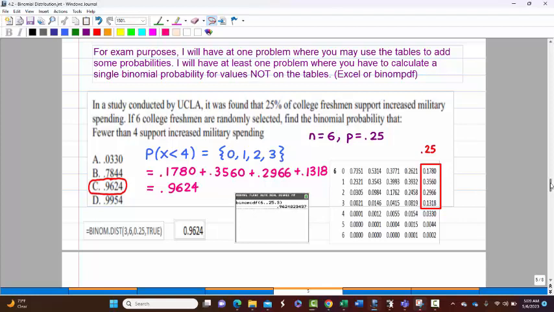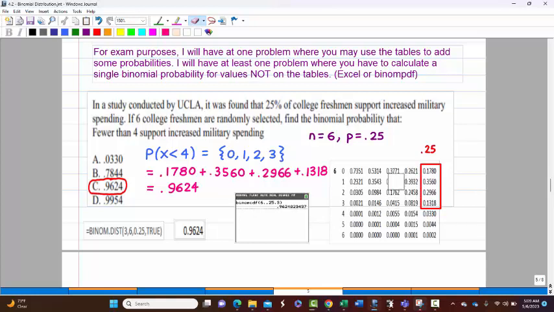Fewer than 4. So that's the key wording here, fewer than 4. That's just less than 4, so it's 3, 2, 1, 0. So that means you can get it from the chart right here. There's 0, 1, 2, 3. You can add those 4 up, or you can just do a cumulative at 3.